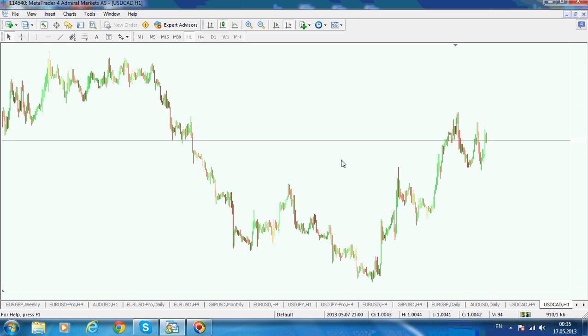One of the examples that I want to show you is this US dollar Canadian dollar 1 hour chart. Now, this is a 1 hour chart, but as you will see, this structure here is a contracting triangle.